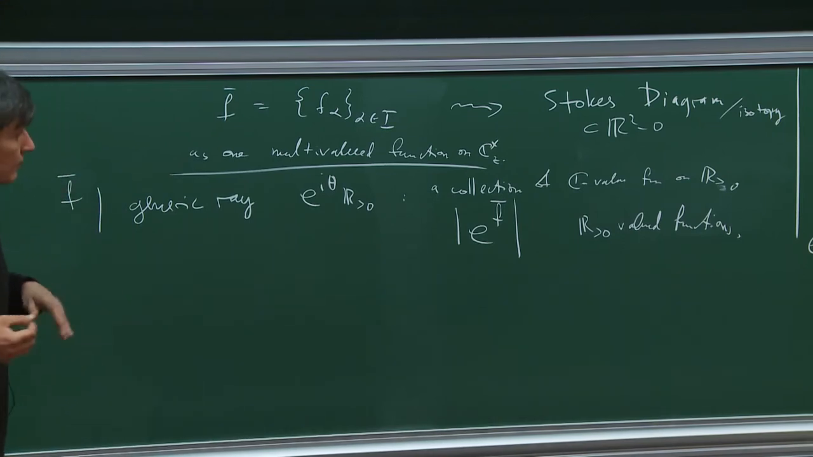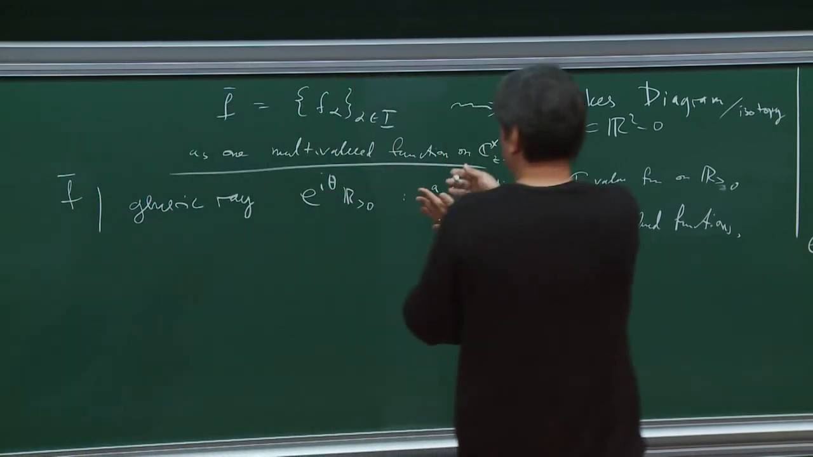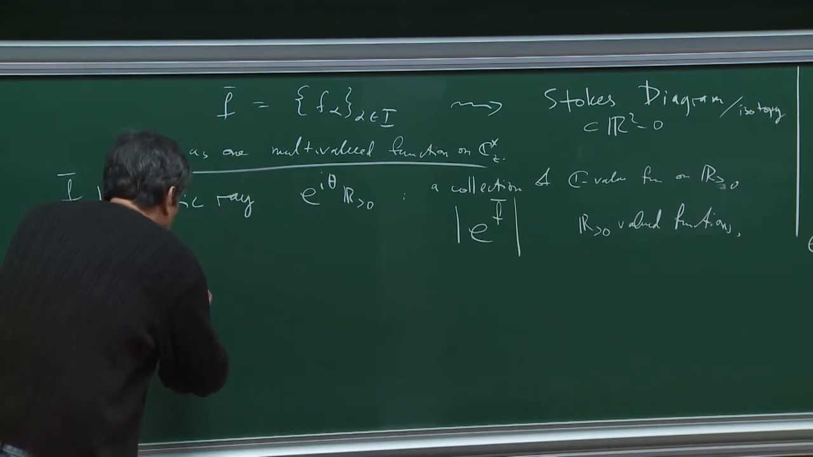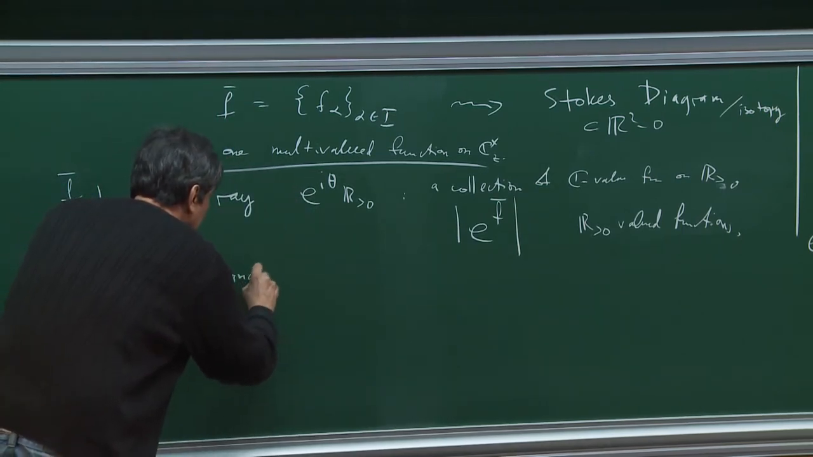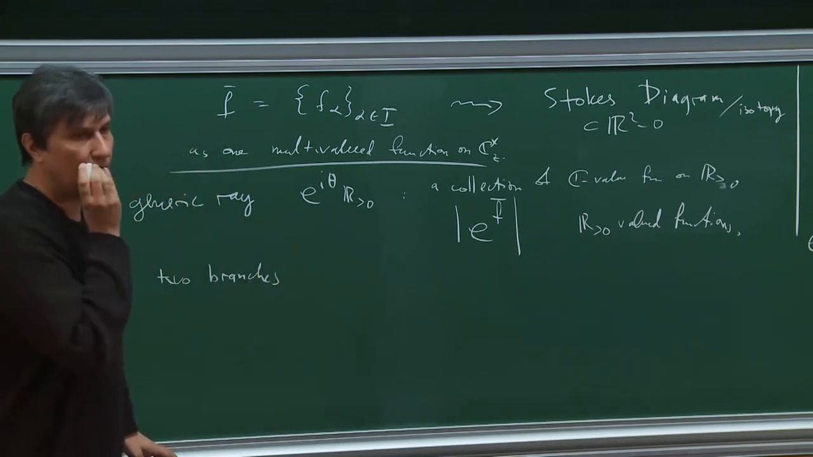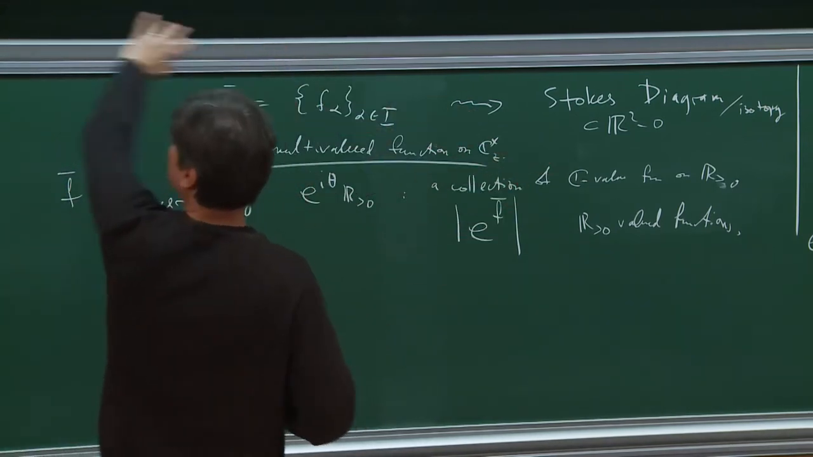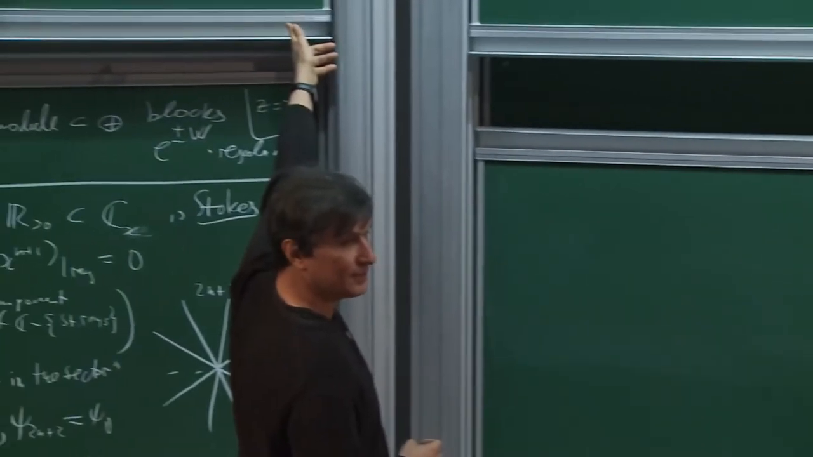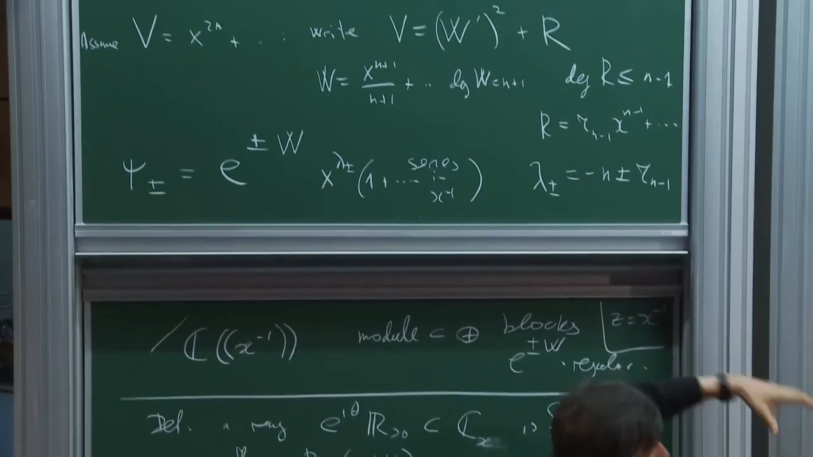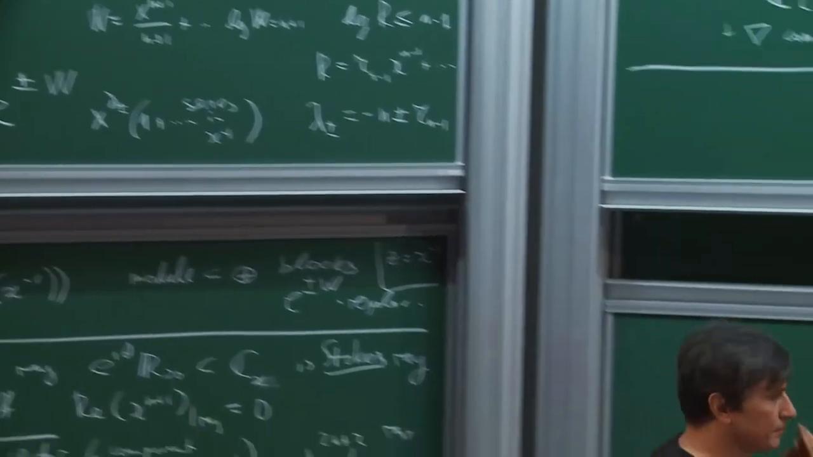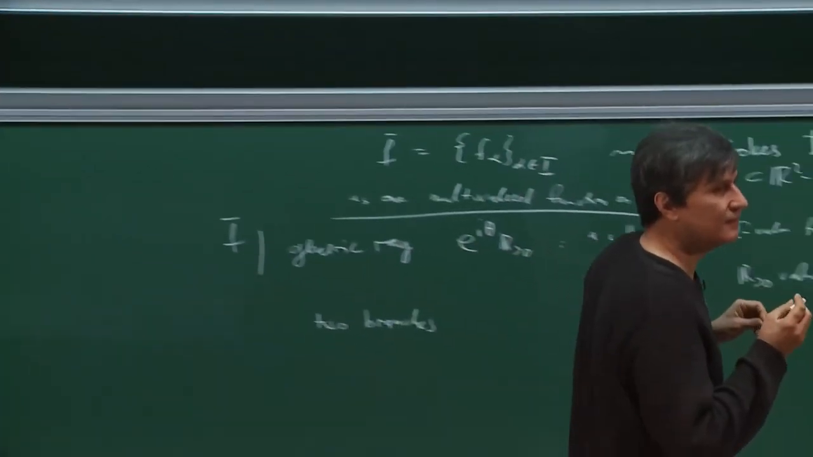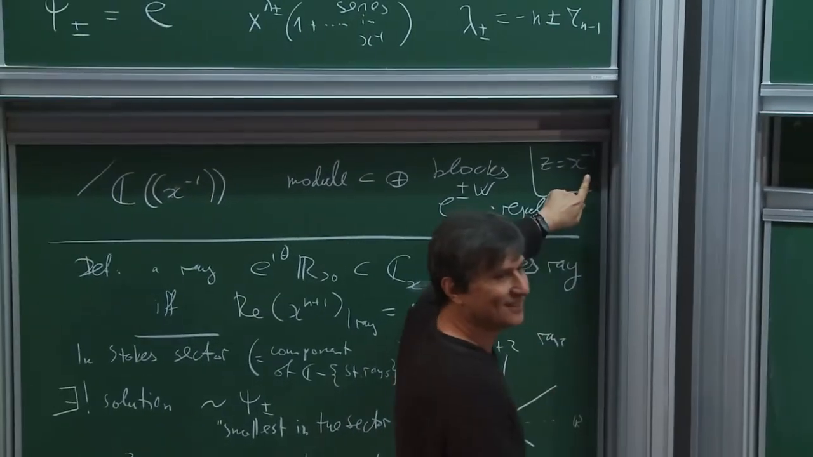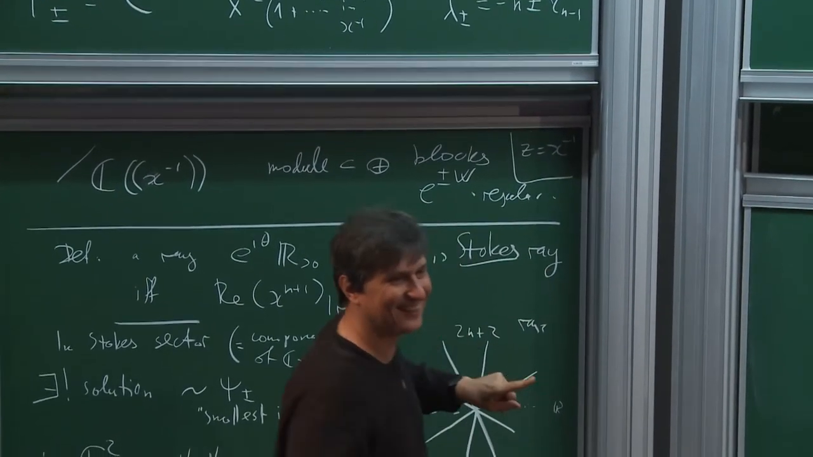The reason is the following: if I take two branches... So your pictures are centered at infinity? At zero. No, no. In infinity here, because my singularity was at infinity. And coordinates were, yeah, but now it's all centered at zero. So z is x inverse. Yeah, it's written, you cannot see it. Okay, exactly. Sorry.